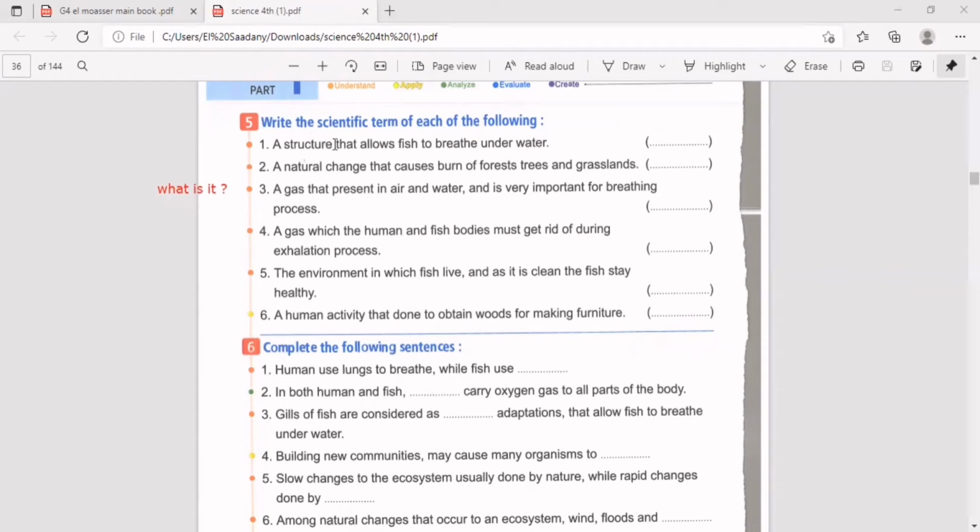A structure that allows fish to breathe underwater. What is it? So how can the fish breathe underwater? The fish breathe underwater using the gills.